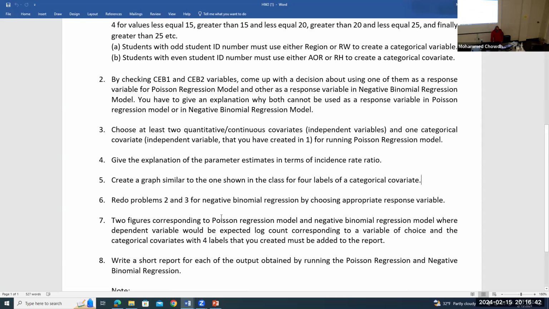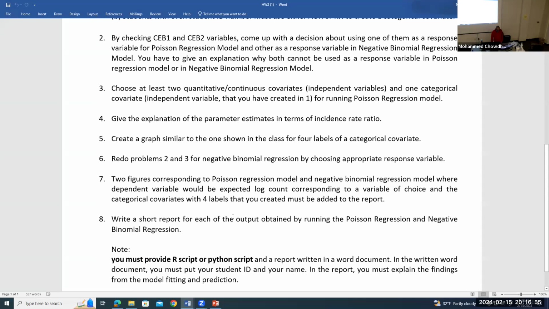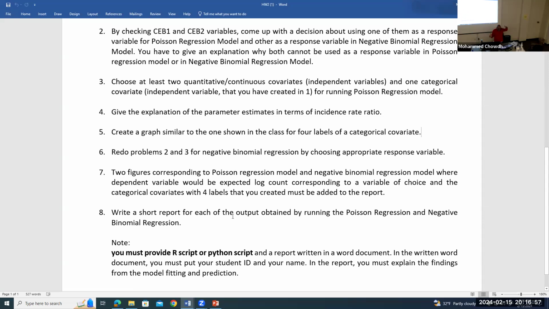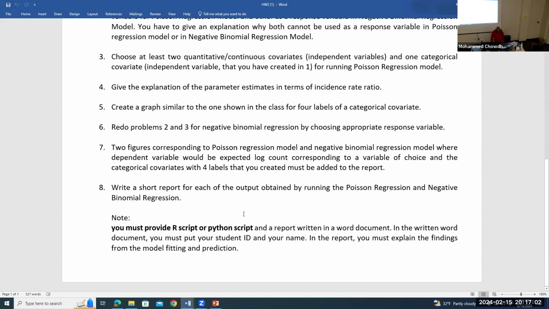Two figures corresponding to the Poisson regression model and the negative binomial regression model, where the dependent variable would be the expected log count corresponding to a variable of choice, and the categorical variable with 4 levels that you created, must be added to the report. Write a 2-3 page report with all the graphs and all the regression output that you are seeing. You have to give explanations for those.